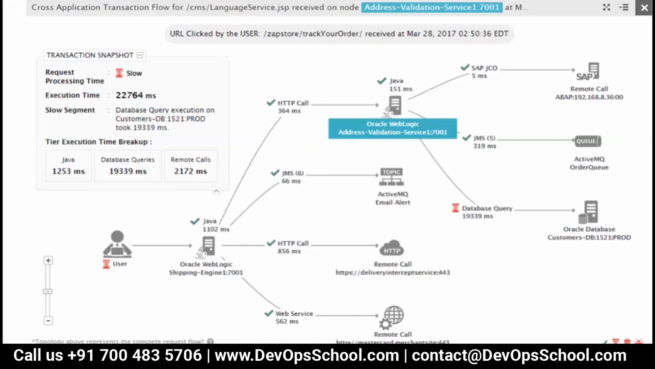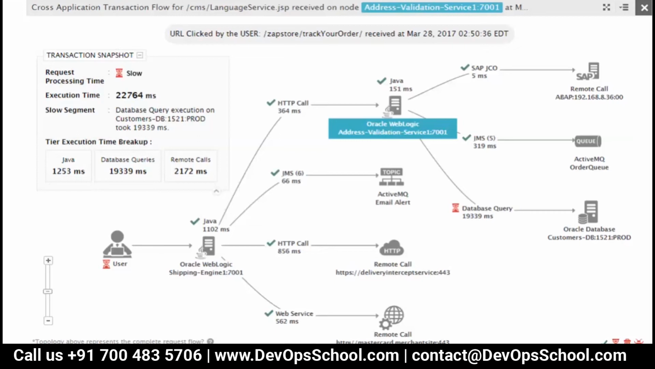See that very carefully in this image. Where is the problem? Can you tell me? Which is taking the max? Database query. But from this image, you got to know there is a problem in the database. The question is, how did you reach this image? How do you know the Java is taking 11202 milliseconds?